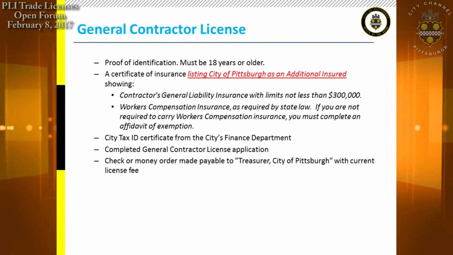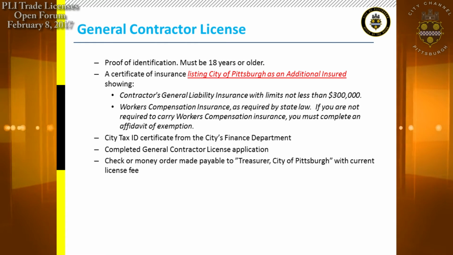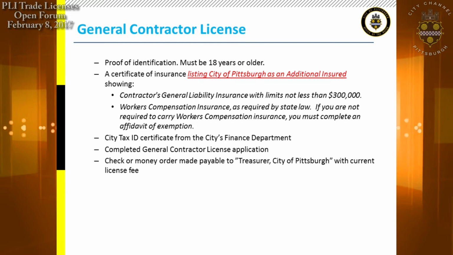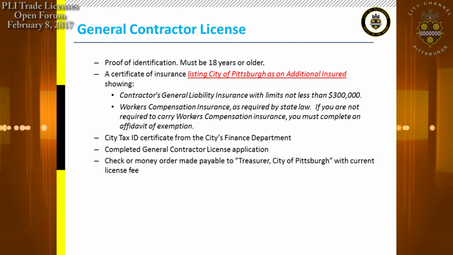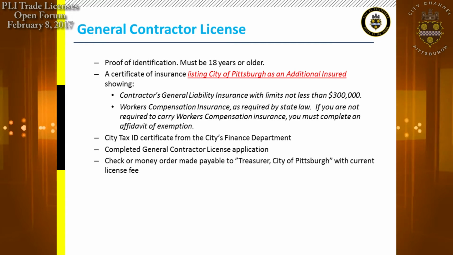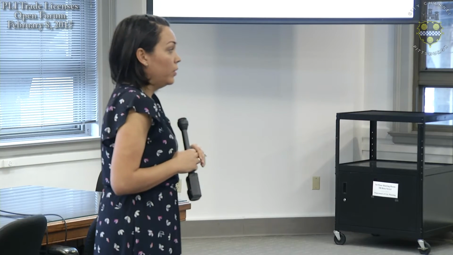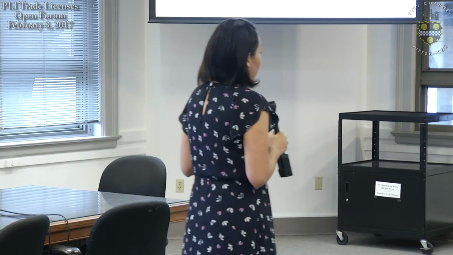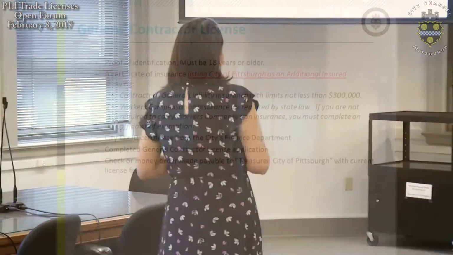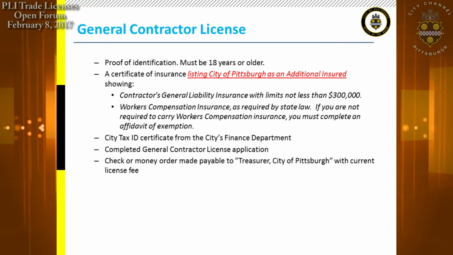General contractor license. It's a little different. It has fewer requirements. You do have to prove that you are 18 or older. You also have to provide a certificate of insurance listing the City of Pittsburgh as additional insured. And if you have employees working for you, then you are also required to have workers' comp. Okay, and this is a state requirement. All businesses that have employees need to carry workers' comp. Okay. City tax ID, completed application, and again, the check or money order for the correct amount.